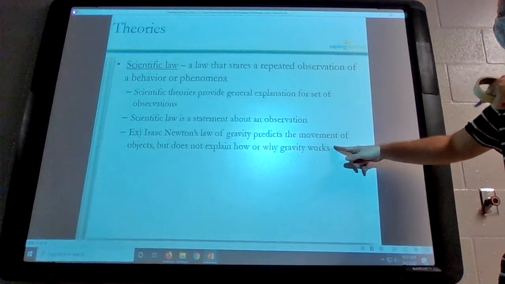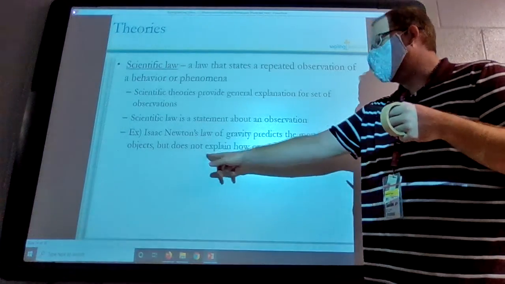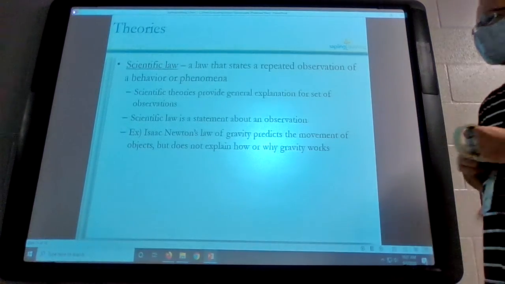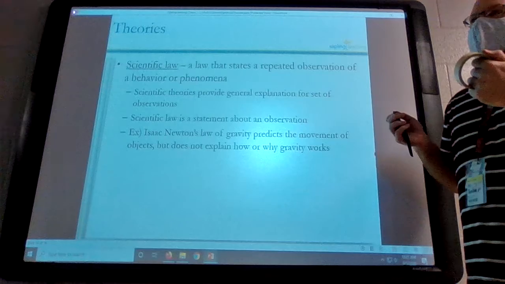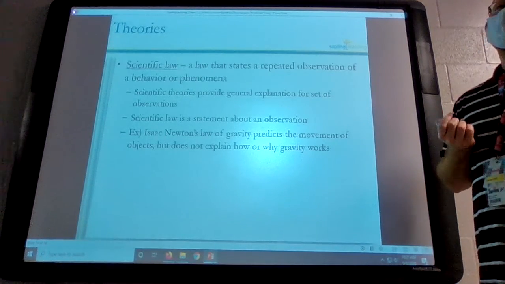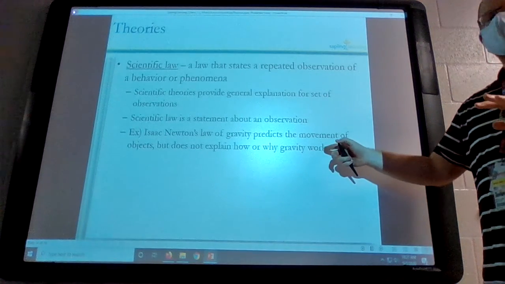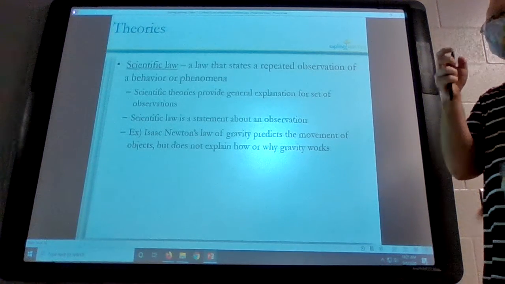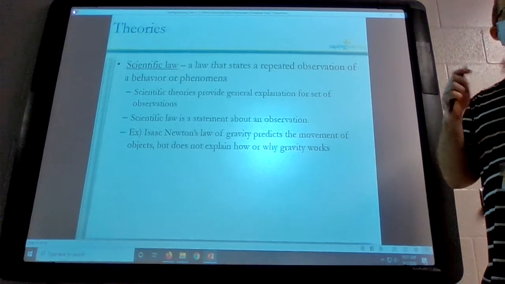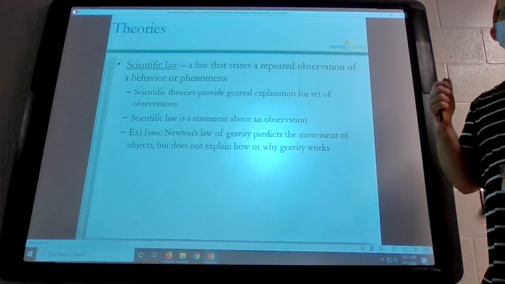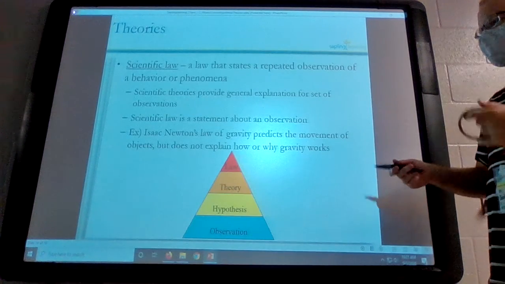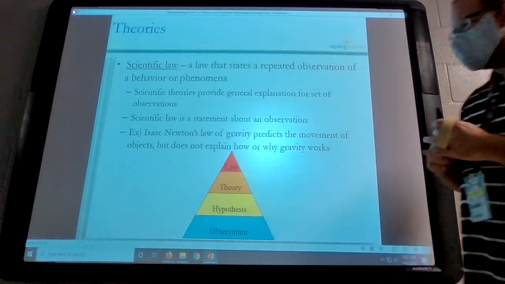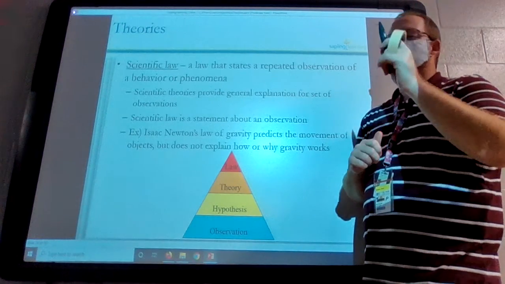Isaac Newton's law of gravity predicts the movement of objects, but it's not explained how or why gravity works. And to be fair, I think we got gravity down. There's a lot of stuff related to gravity and atoms being held together that we kind of take for granted and have a really hard time explaining in detail. That gets into physics, but know that there's still a lot of scientific work to be done.